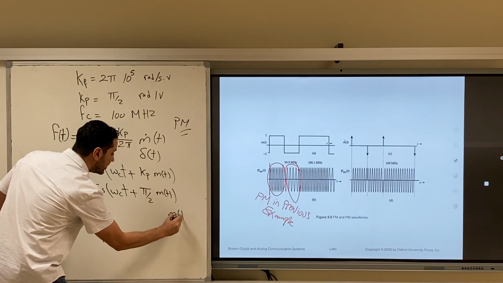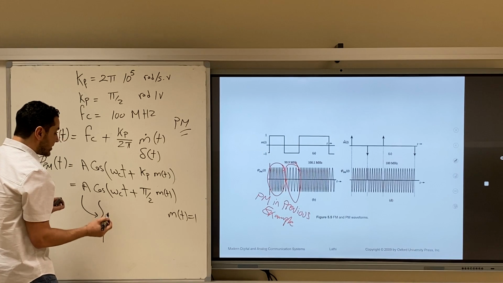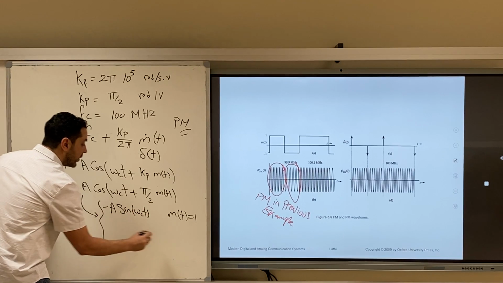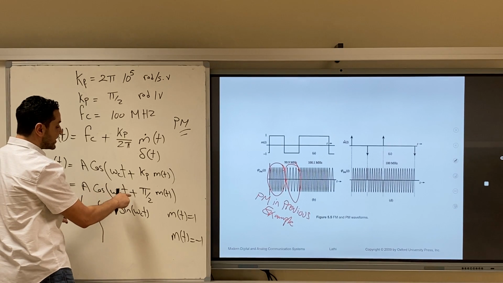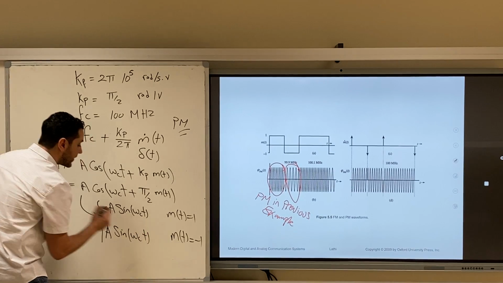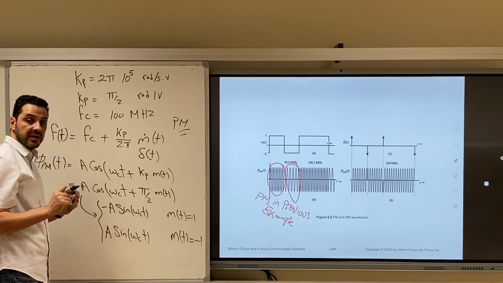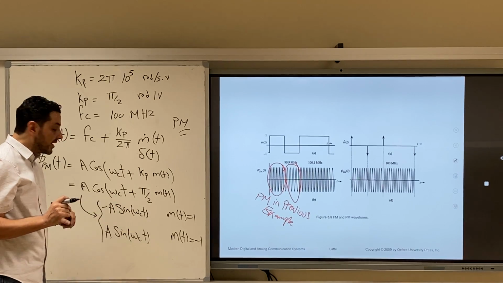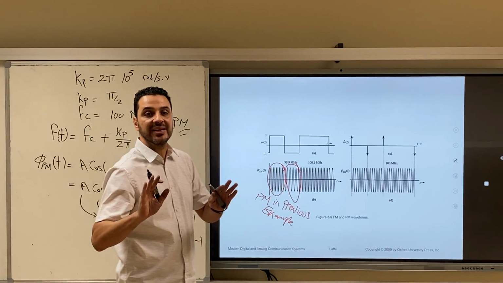When M of t is 1, this will be A cosine omega ct plus pi over 2, which is negative A sine omega ct. When m of t is -1, this will give you A cosine omega ct minus pi over 2, which is A sine omega ct, right? So now our PM signal will be either sine or negative sine, both of them with the same frequency. So the frequency is not going to change. The frequency is always omega c, it's fixed.